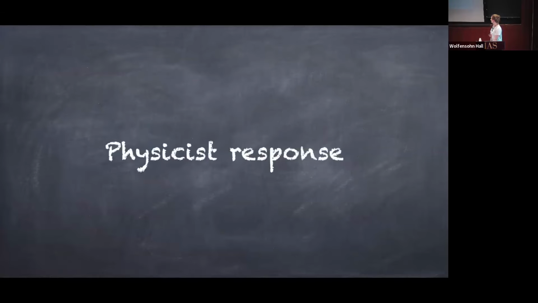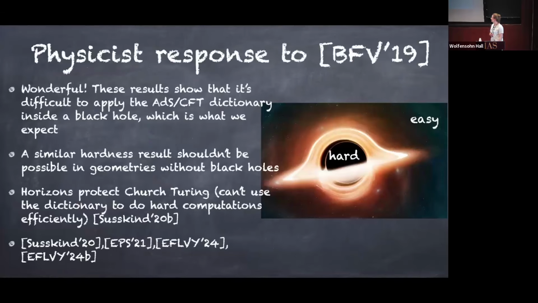And the physicists' response was essentially, fantastic. These results show that it's difficult to apply the ADS-CFT dictionary inside a black hole, which is expected. But the implication was that a similar hardness result shouldn't be possible in geometries without black holes. And this is a nice intuition, because it suggests that black hole horizons protect Church-Turing.